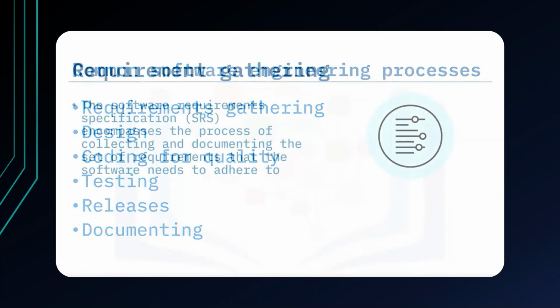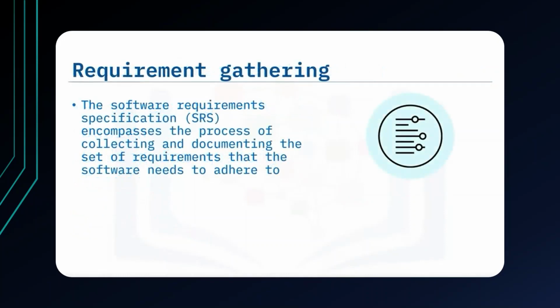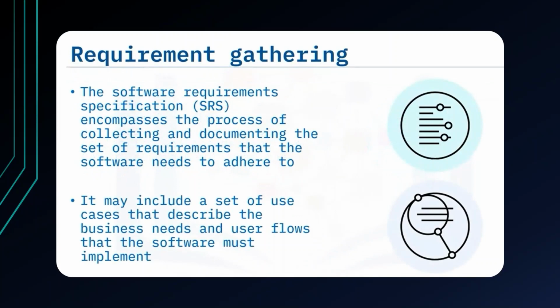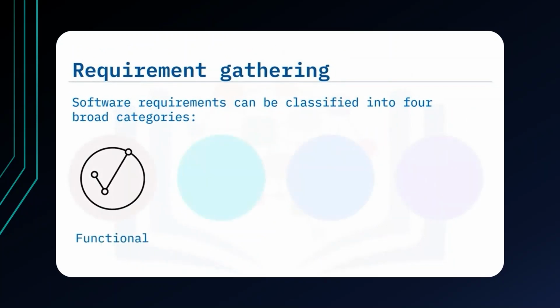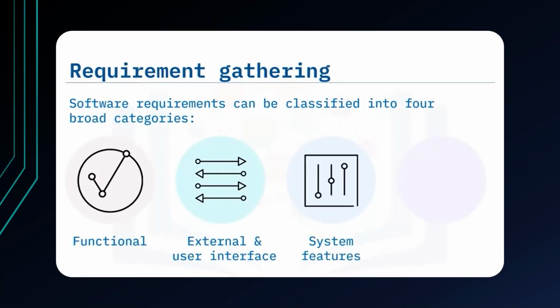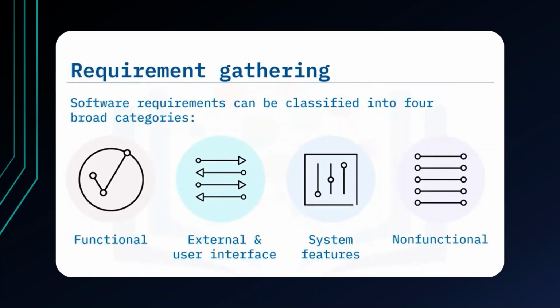The software requirement specification, or SRS, encompasses the process of collecting and documenting the set of requirements that the software needs to adhere to. It may include a set of use cases that describe the business needs and user flows that the software must implement. Software requirements can be classified into 4 broader categories: functional, external and user interface, system feature, and non-functional. These categories are discussed in more detail in another video.